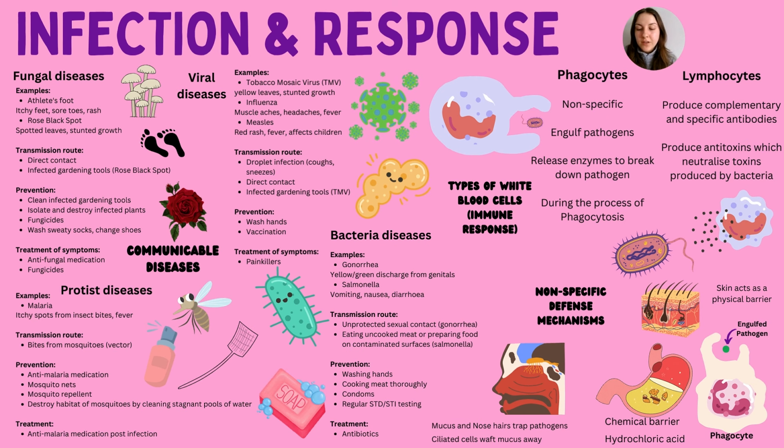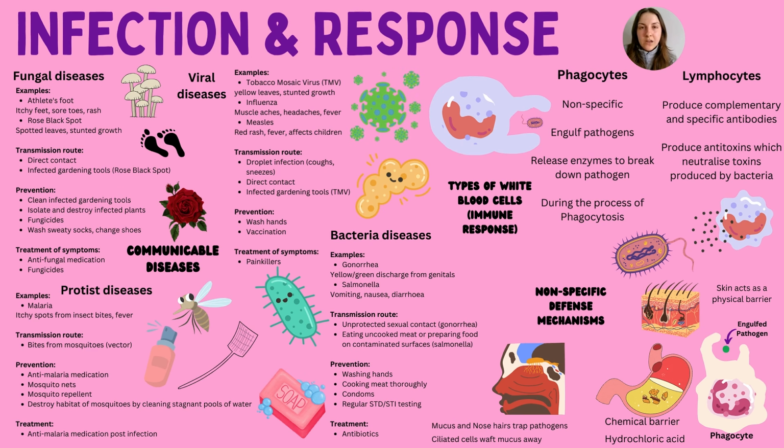So an example includes athlete's foot, which can present as itchy feet, sore toes, and a rash. Rose black spot can be found in leaves, and this essentially has spotted leaves, which can stunt the growth. The transmission route for both is direct contact, and also in terms of the rose black spot in plants, this is infected gardening tools being shared. Prevention is to clean the infected gardening tools or isolate and destroy the infected plants. Fungicides can be used for athlete's foot, and to wash sweaty socks and change socks as well. Treatments for athlete's foot include antifungal medication, but in terms of rose black spot, you would need to use a fungicide which kills any of the spores.